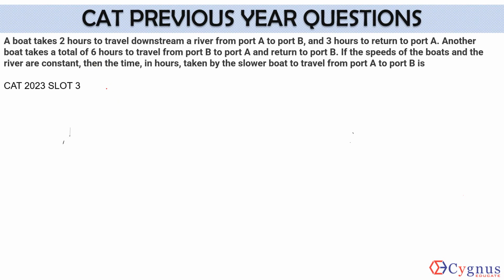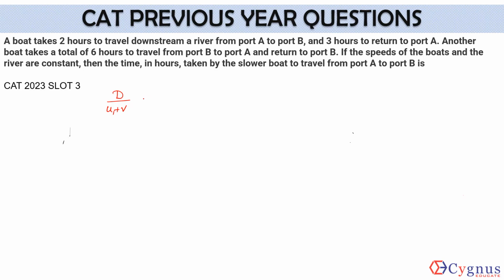This is a question based on upstream and downstream from CAT 2023 slot 2. A boat takes 2 hours to travel downstream. Let's say the distance between these two ports is D. So D distance was covered with the speed of what? U1 plus V. U1 is the speed of the first boat and V is the speed of water.